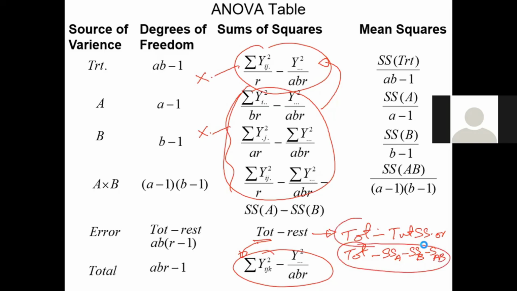This is the same. You cannot use both. You have to use only one. Rest means only this or that. Because as you all know, the sum of squares of A, B, and AB altogether is the same as the treatment sum of square. So we cannot deduct the treatment sum of square twice.